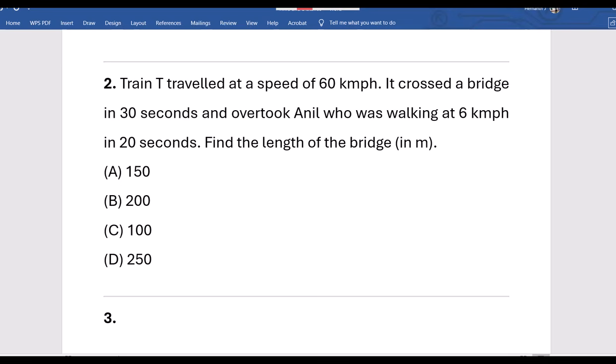A train crosses a bridge and overtakes Anil, who was walking. See here, a train crossing a bridge, and a train crossing a man walking. Two cases. In the first case, what is the distance? Length of the train plus length of the bridge. Speed is 60 km per hour.